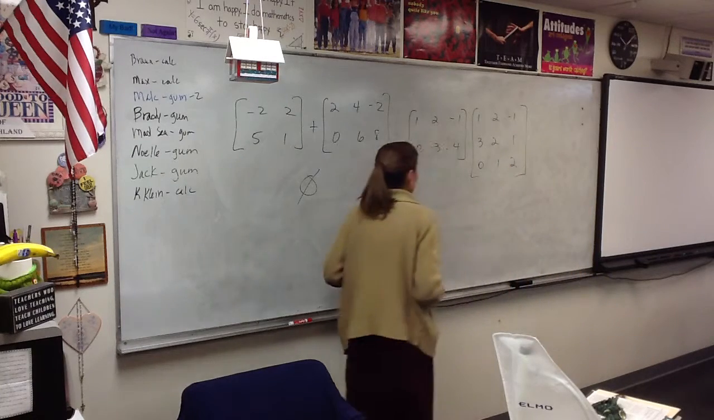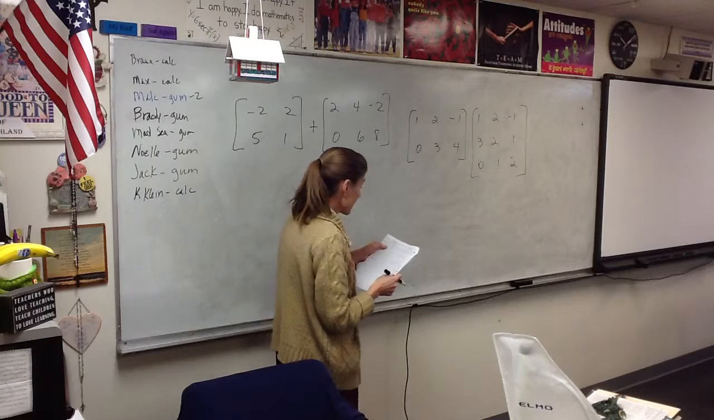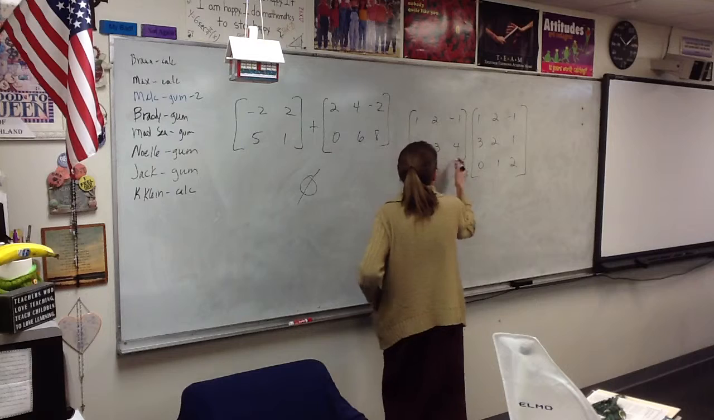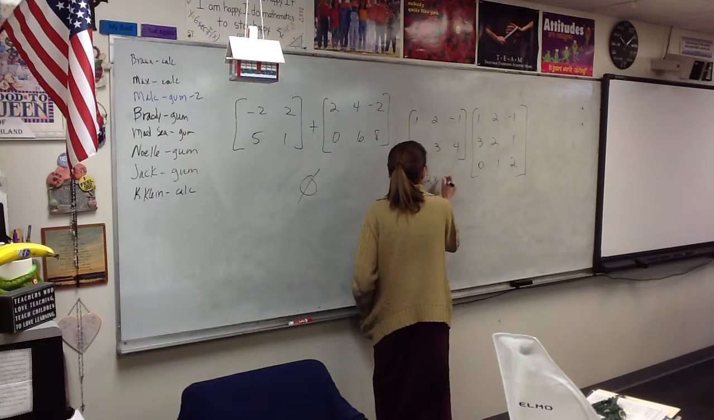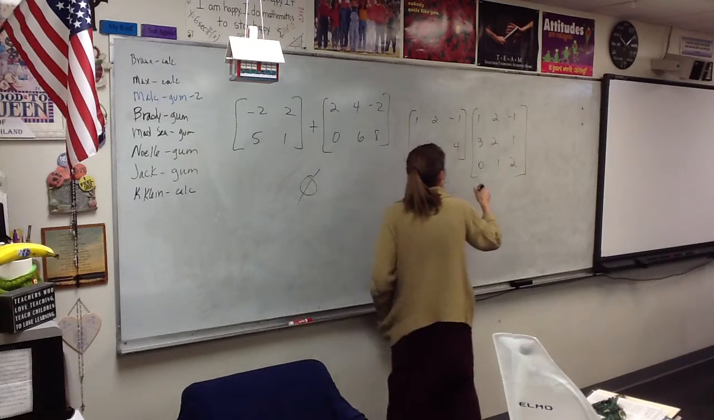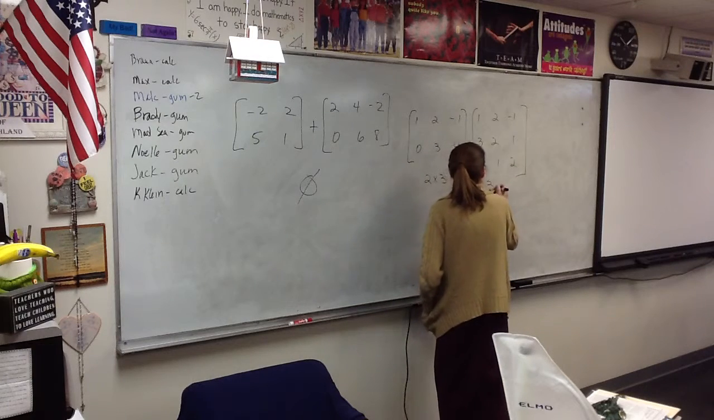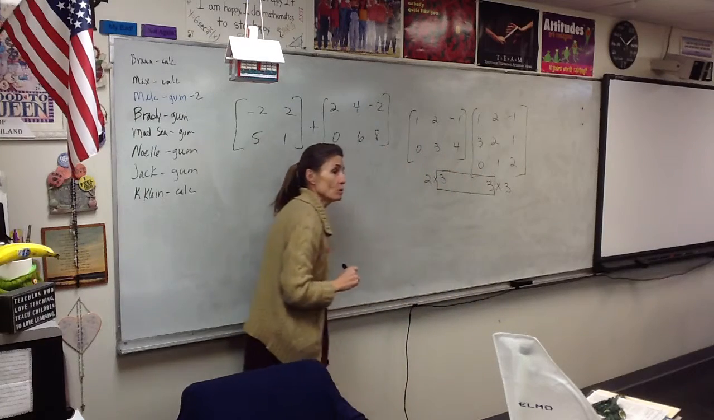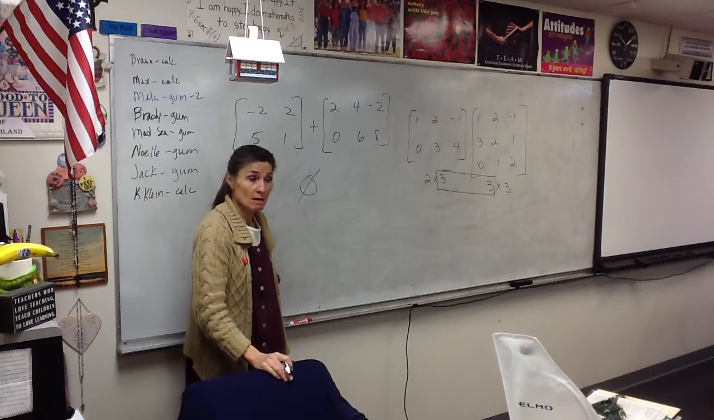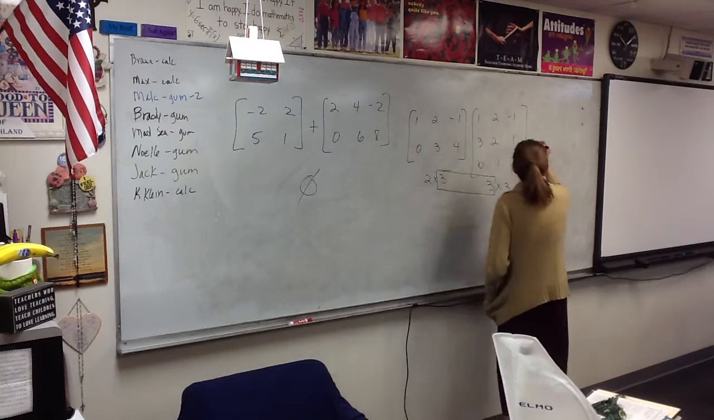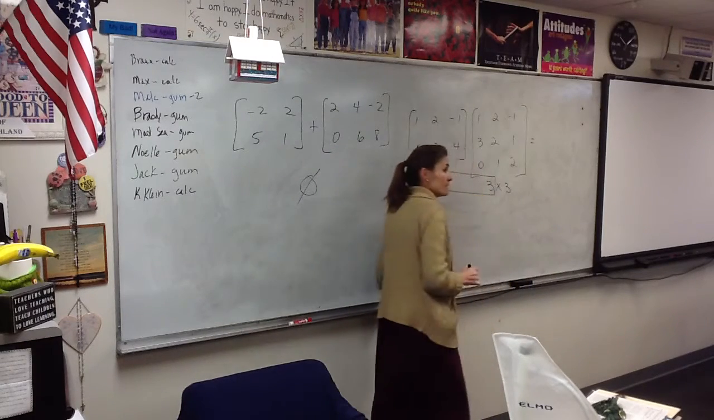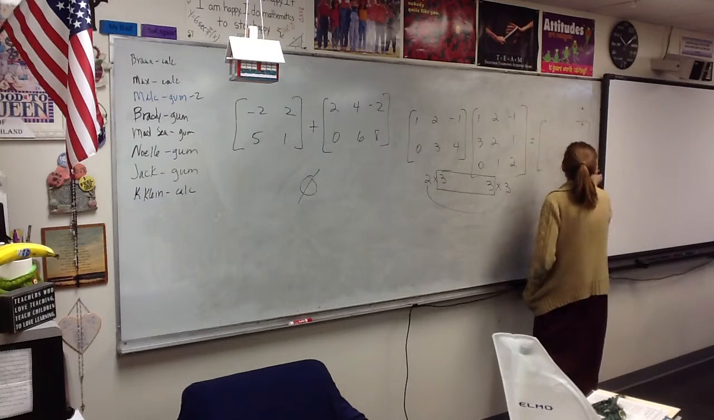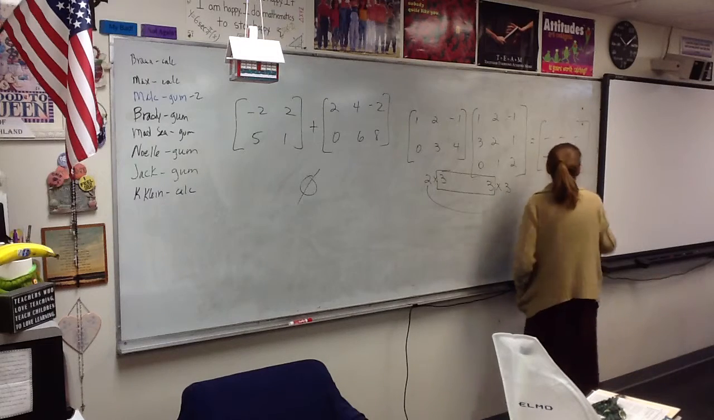Okay, so first of all, I have to make sure that I can multiply these. All right? So what are the dimensions of this matrix? 2 by 3. What are the dimensions of this matrix? Now, these match, which means we can multiply. And the answer will be 2 by 3. So 2 rows, 3 columns.